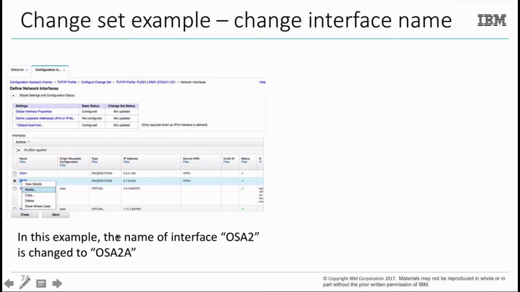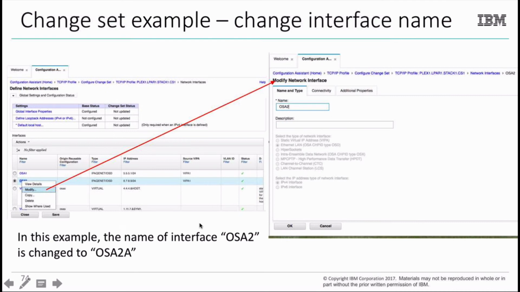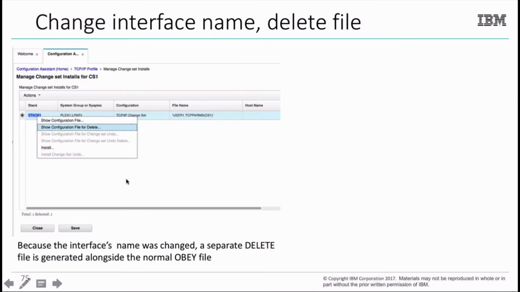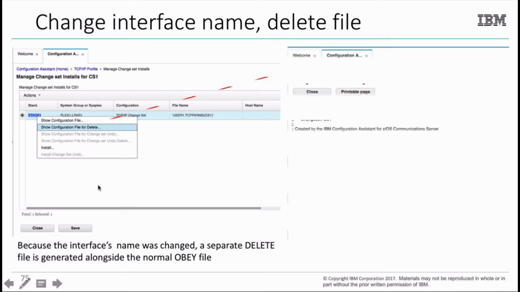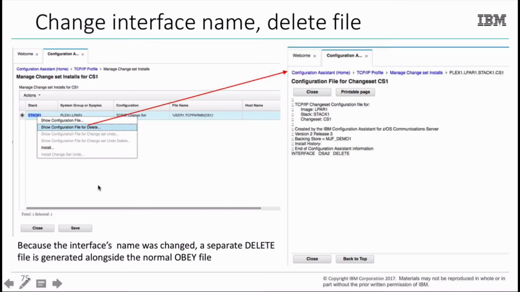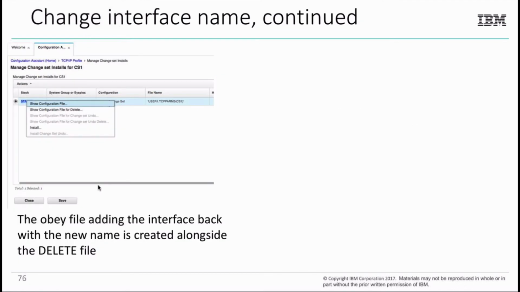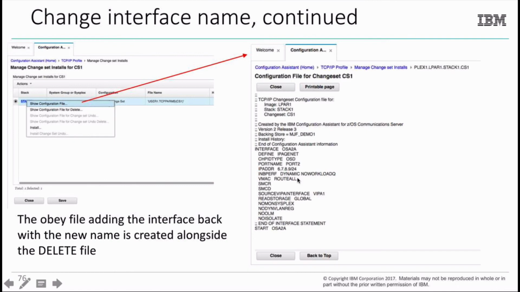I pull down Actions Modify, and I type in the new name OSA 2A, and I click OK. And now when I go to install it, there are 2 configuration files. There's a configuration file and there's a configuration file for the delete. If you look at the configuration file for the delete, it simply deletes the old definition. If you look at the configuration file, it simply adds the new definition. So if you want to look at the new definition, here it is. So you have 2 files to do. You have to do the delete file first, then you have to do the new definition.